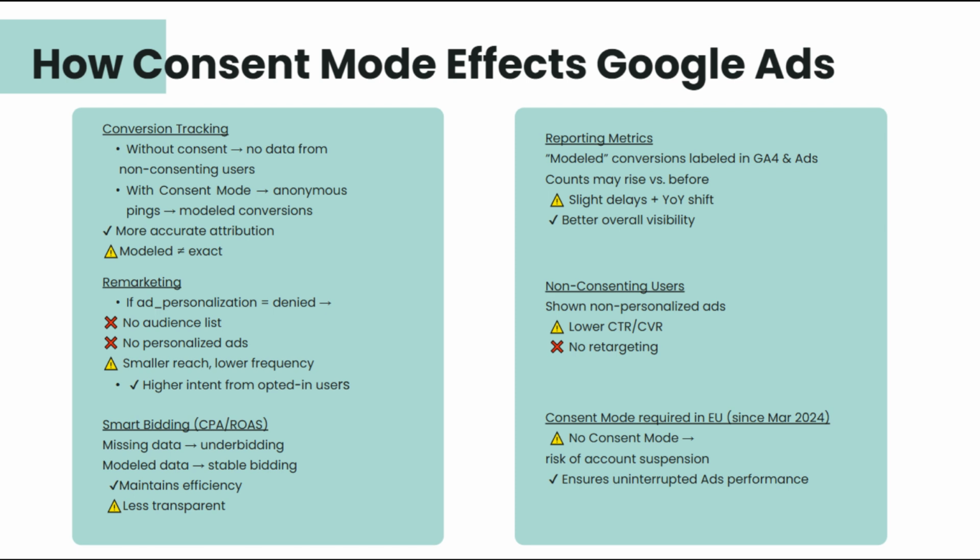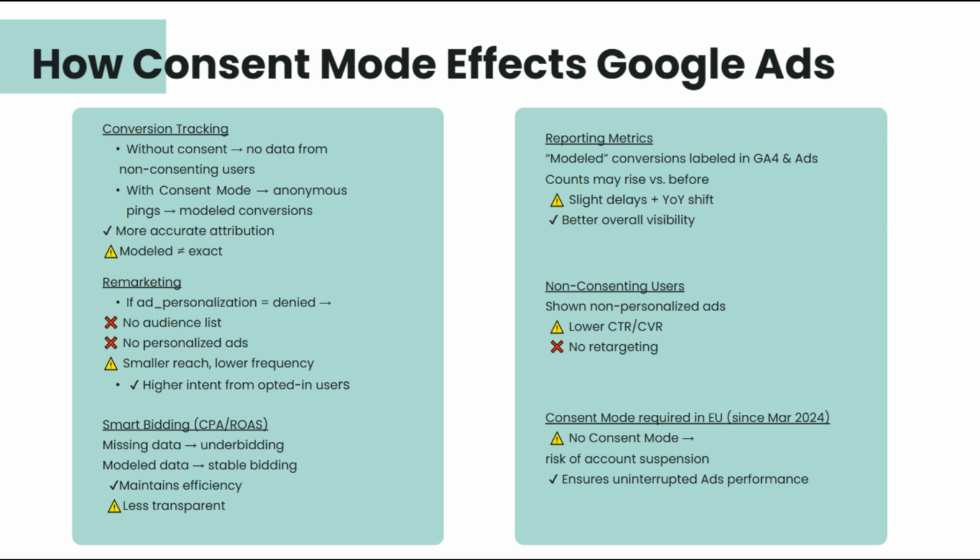Reporting and metrics. You might see a new baseline in metrics. Perhaps your overall conversion count in Google Ads went up after implementing Consent Mode because previously you were missing some. If you compare year over year, be mindful that last year you might not have had modeling. It's like an adjustment in your analytics. Factor that in when analyzing trends.